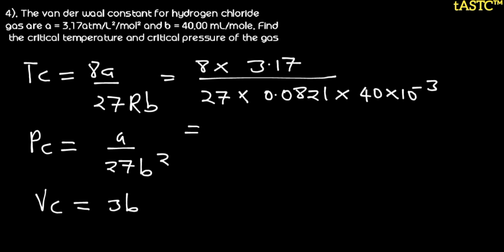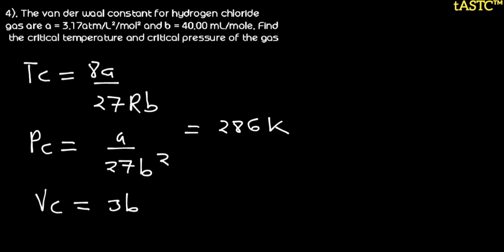This is 8 multiplied by 3.17, divided by 27 multiplied by 0.0821 and multiplied by 40 multiplied by 10 raised to the power of negative 3. So that is 286.0. So the temperature here is 286.0, and that will be in Kelvin. So critical temperature, T sub C, is 286 Kelvin.